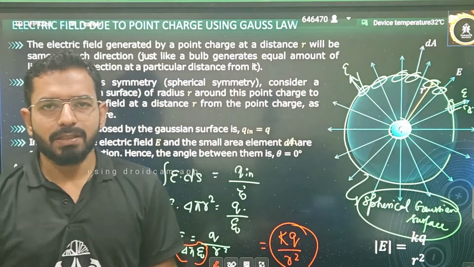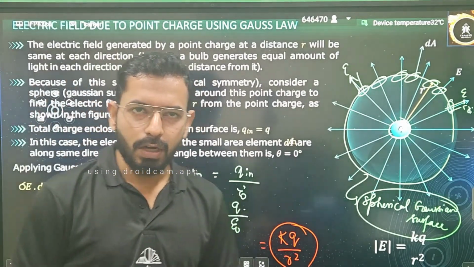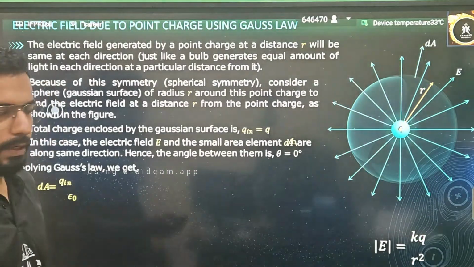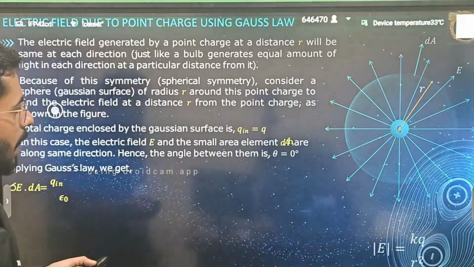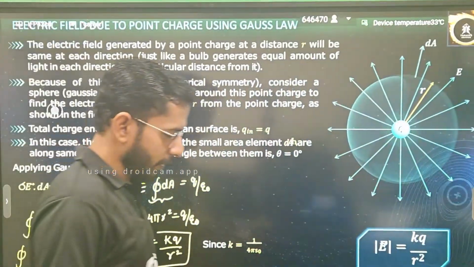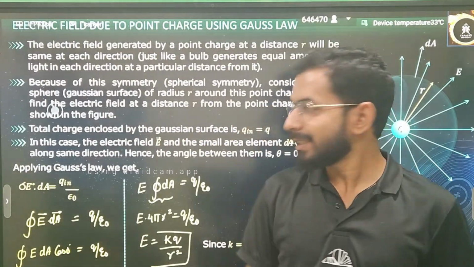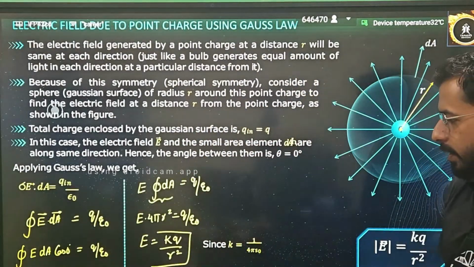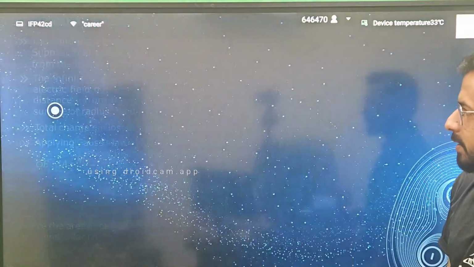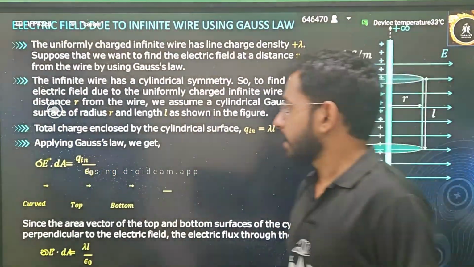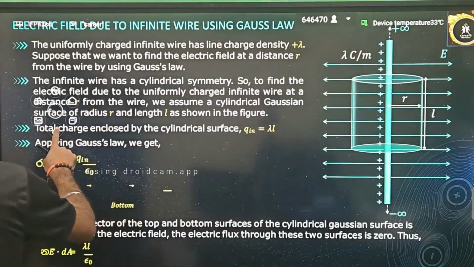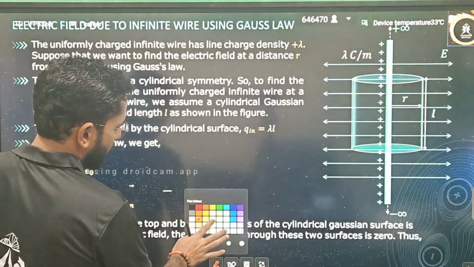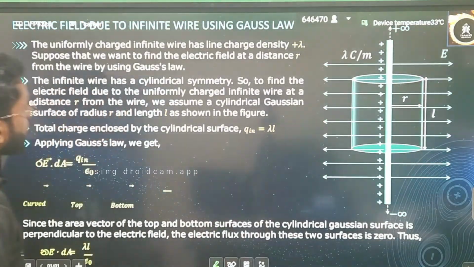I was just trying to give you the feel of Gauss law, how these things are derived. Now we will look at the important derivations from here. I'm telling you again, if you are focusing on your board preparation, the things written here are very important, so please don't skip them.